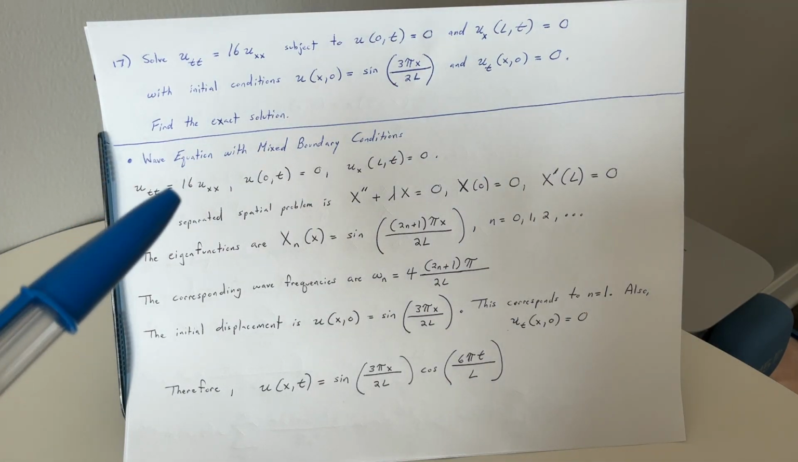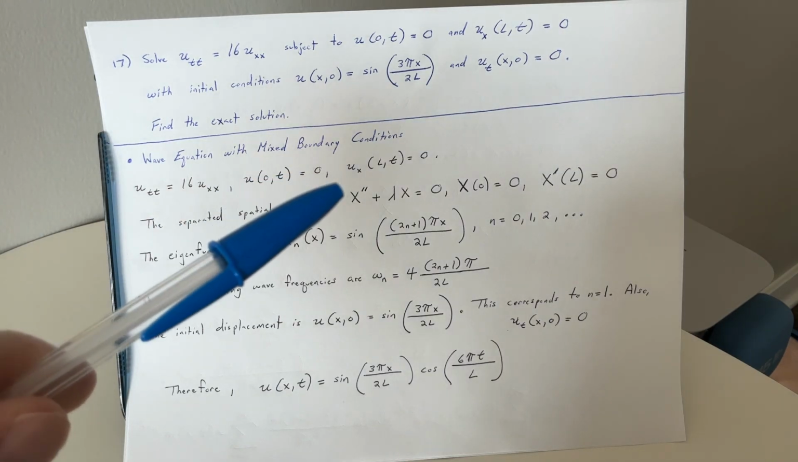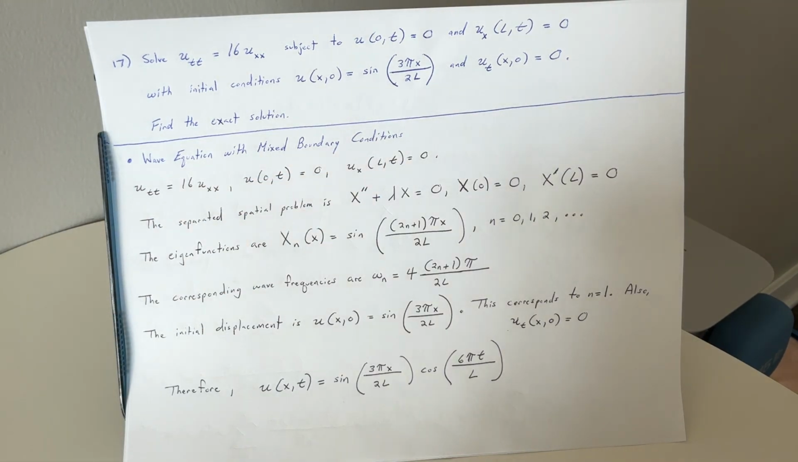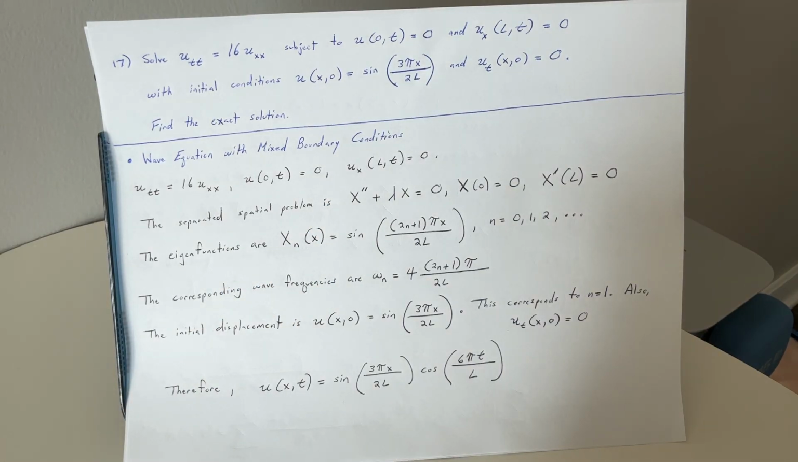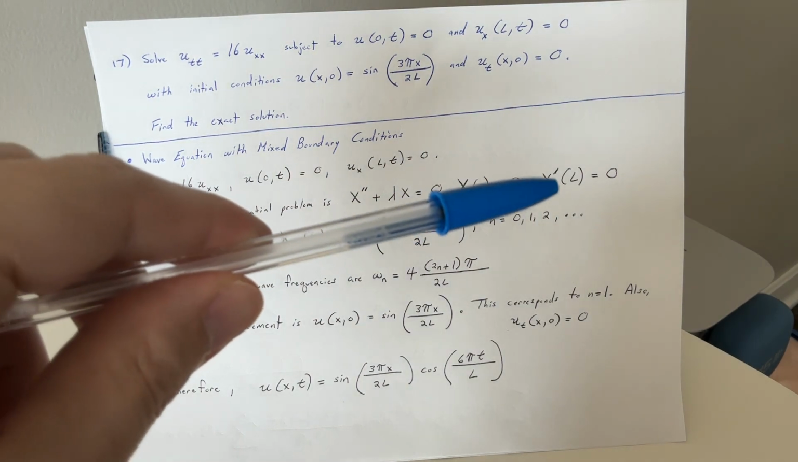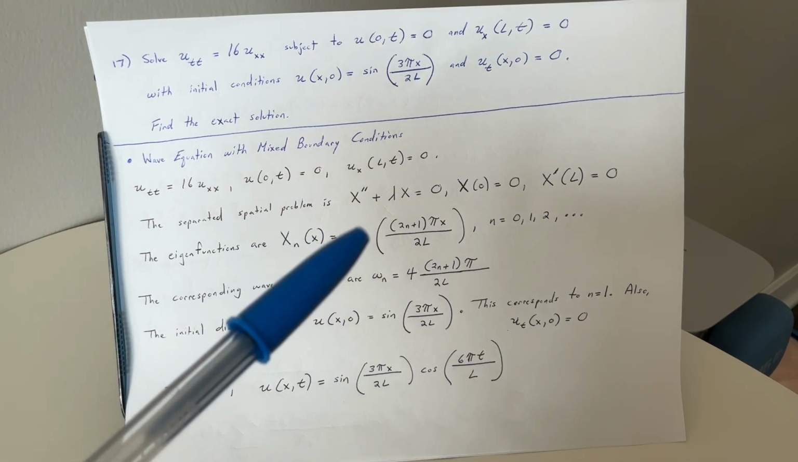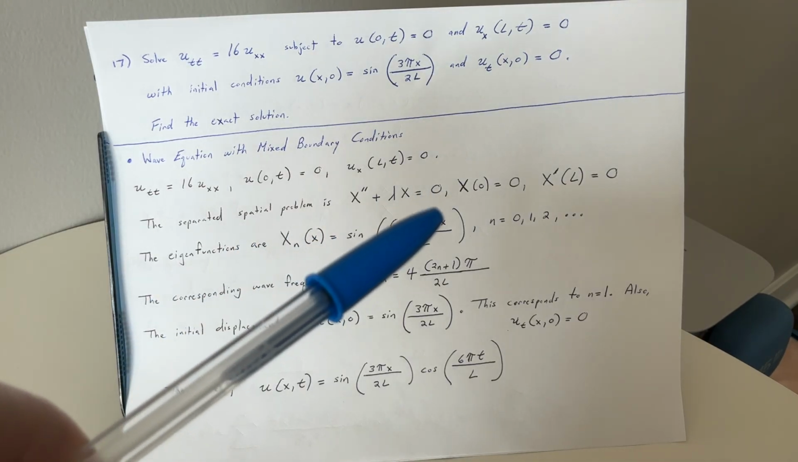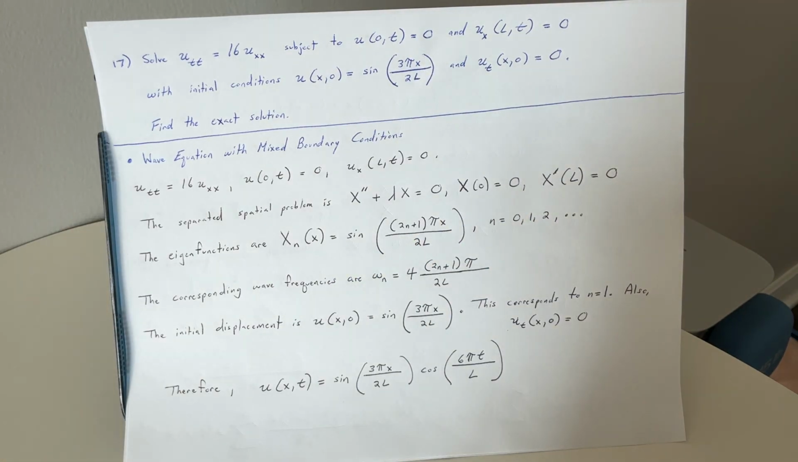So u sub tt equals 16 u sub xx, u of 0 comma t equals 0, u sub x of L comma t equals 0. So the separated spatial problem is X double prime plus lambda X equals 0, X of 0 equals 0, X prime of L equals 0. The eigenfunctions are X sub n of x equals sine of (2n plus 1) pi x over 2L, where n equals 0, 1, 2, and on, those whole numbers, positive.